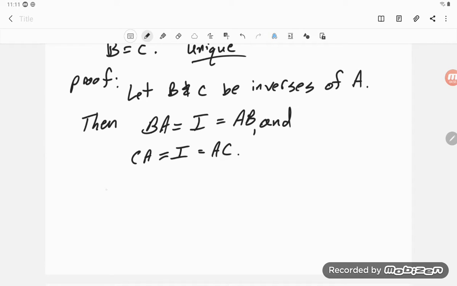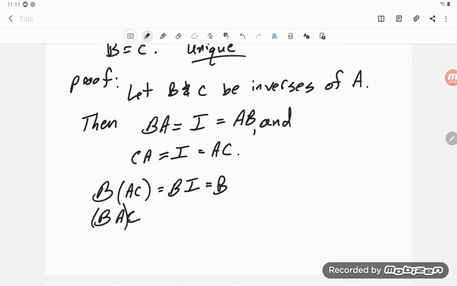Okay, and so then let's take B times A times C. But you see, that's B times I, which is B. On the other hand, if we take that same B times A times C, but we associate it this way, so BA first, which we can do because matrices are associative, then that's I times C, and we get C. But those two things are equal.